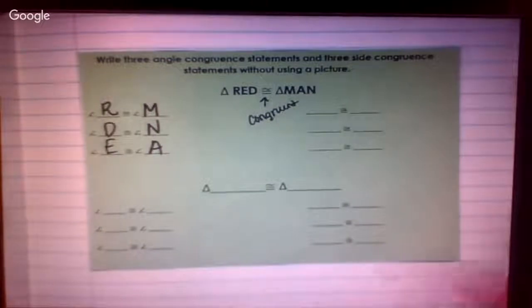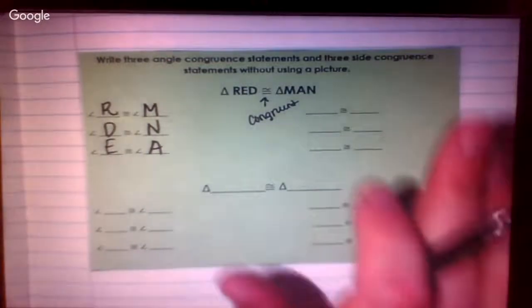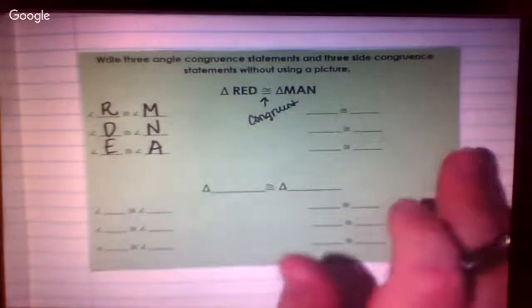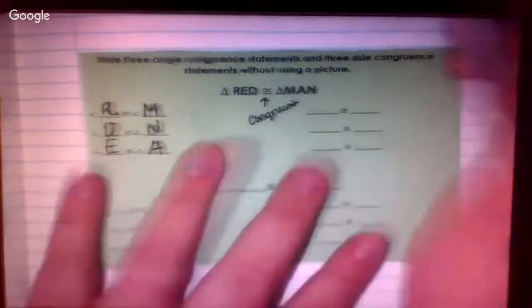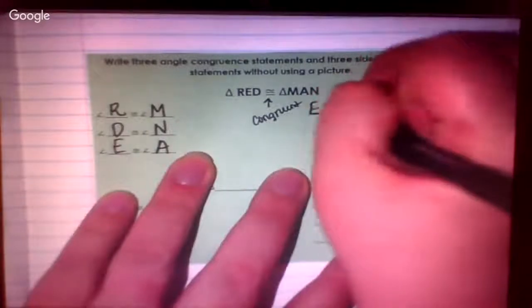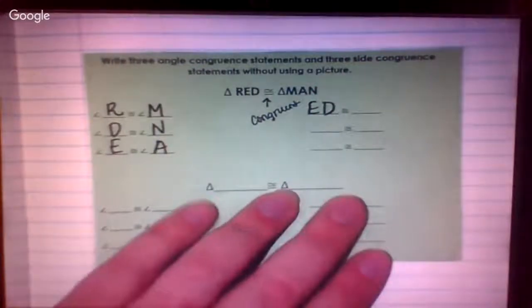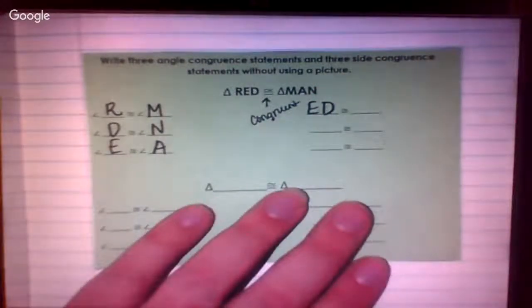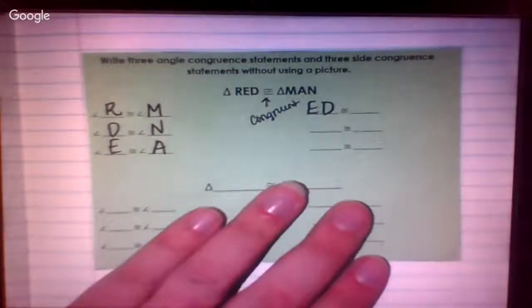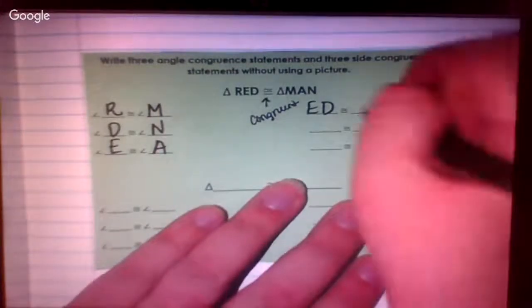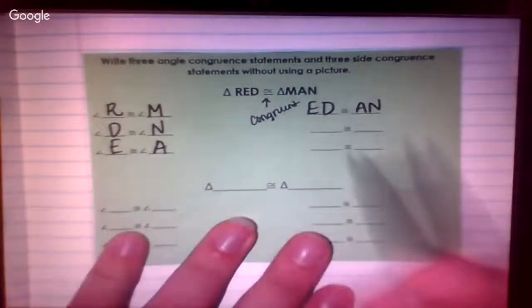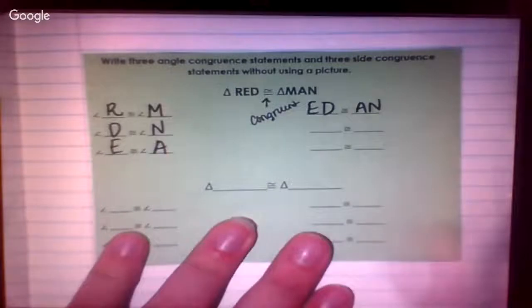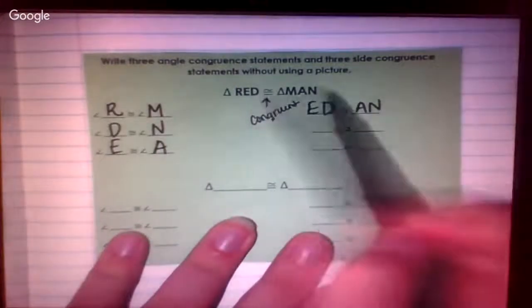Okay, I should be able to also give you a side, and pay attention to the order that I place it in. If I tell you side ED, what should that be congruent to? AN. Again, E corresponds to A. So if I label E first, A should come first. Okay? D is third, N is third. So D and N.